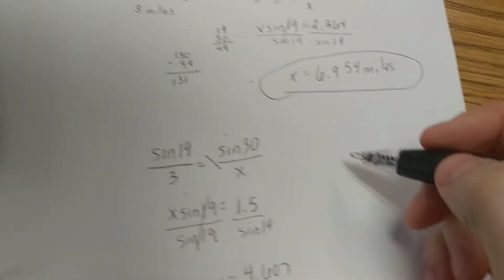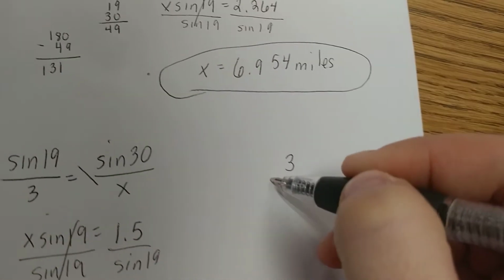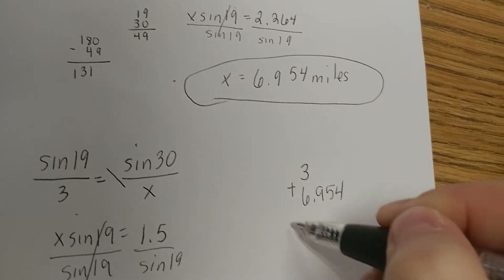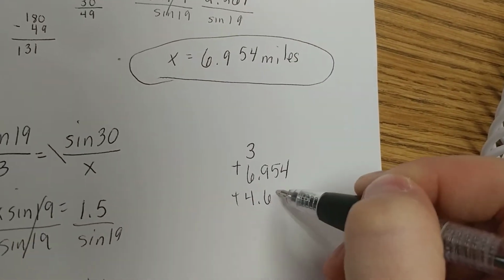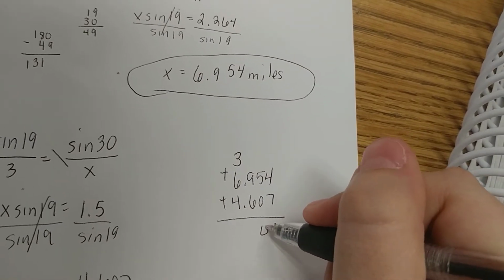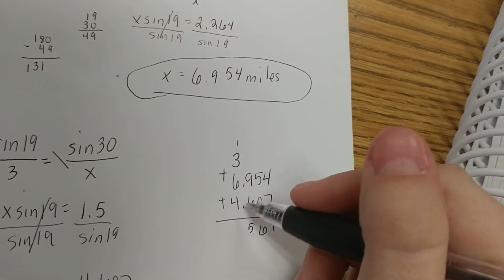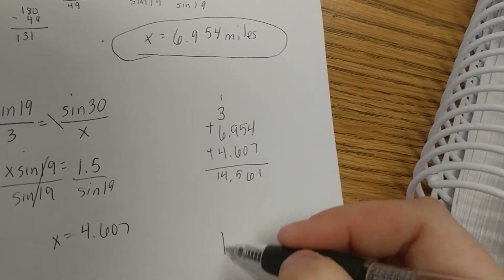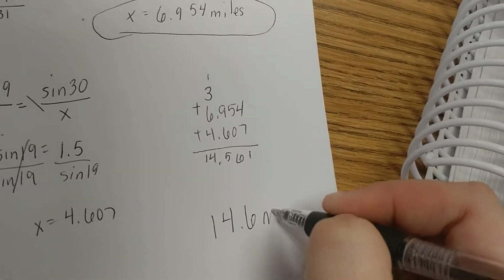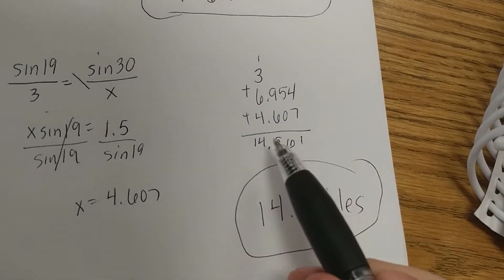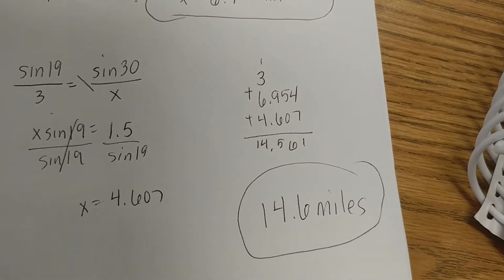So it wants to know the total distance. Well, he walked 3 miles at first. Then he walked 6.954 miles. Then he walked 4.607. We add them up and get 14.6. So that means the nearest tenth of a mile would be 14.6 miles that he walked during his trip, because 5, 6 is bigger, it rounds up.